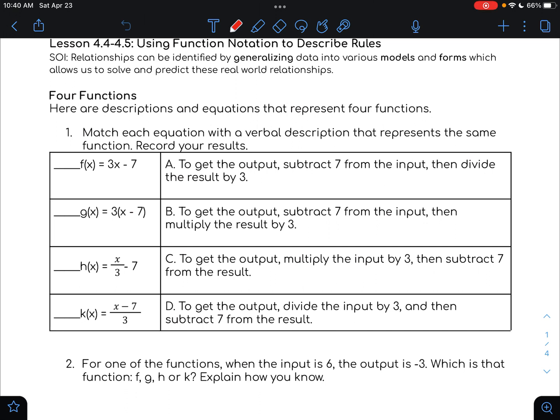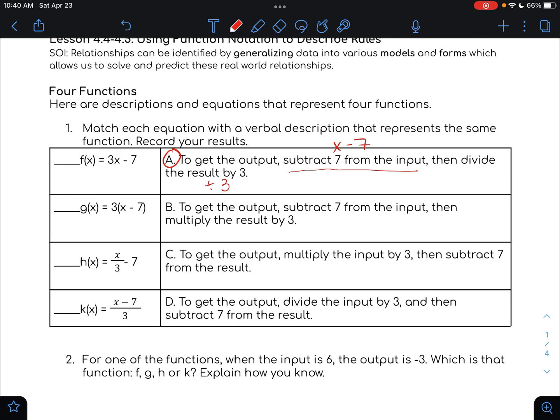Okay, so let's see if we can match these up. I think maybe the best way is to start with the statements over here. A says to get the output, subtract 7 from the input, then divide the result by 3. So the first thing we do is subtract 7 from the input, x minus 7, and then divide by 3. That looks like the k of x function. So that matches with description A. That's the k function.